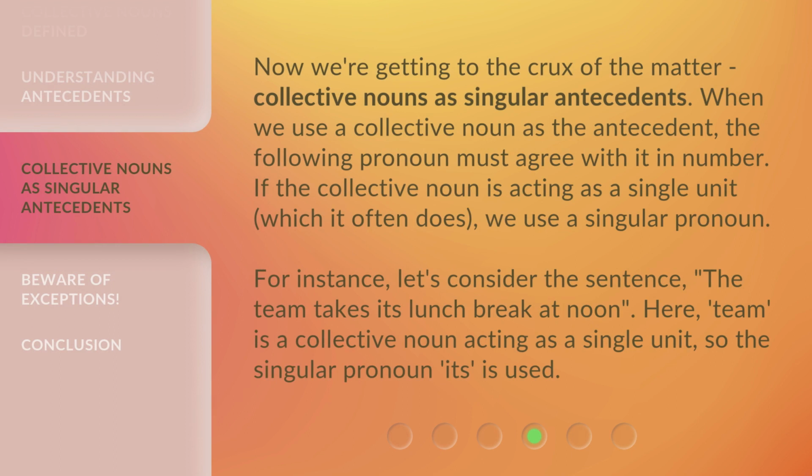Now we're getting to the crux of the matter: collective nouns as singular antecedents. When we use a collective noun as the antecedent, the following pronoun must agree with it in number. If the collective noun is acting as a single unit, which it often does, we use a singular pronoun. For instance, let's consider the sentence, "The team takes its lunch break at noon." Here, team is a collective noun acting as a single unit, so the singular pronoun, its, is used.